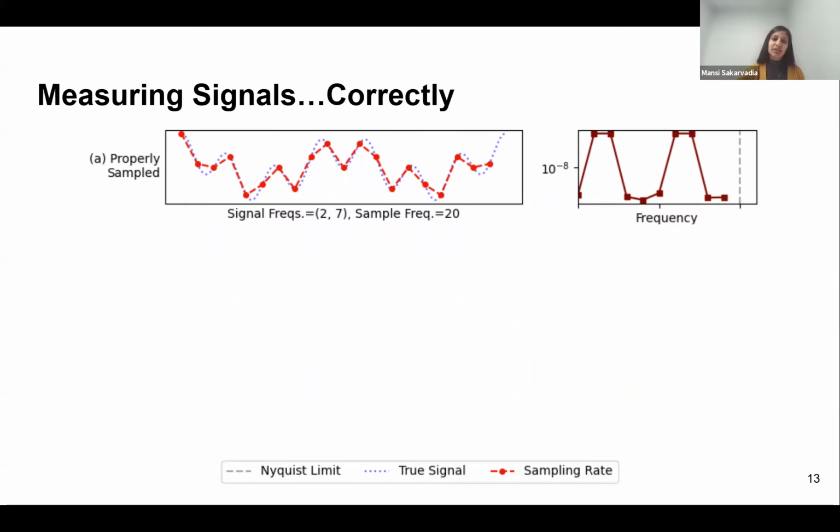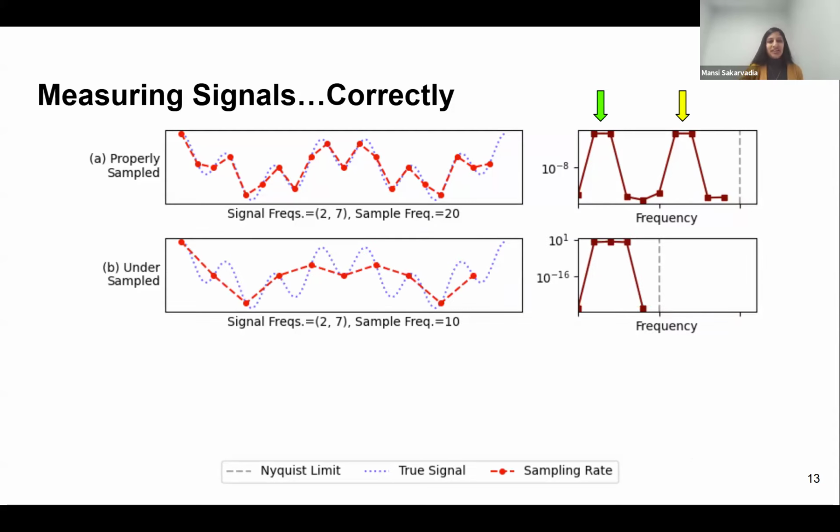I've measured my underlying system sufficiently with a sample frequency of 20. And we're seeing that we're accurately getting a spike in energy at signal frequency 2 and at signal frequency 7. And we know this is accurate. We know that we have the limit to sample both of these because our Nyquist limit in this setting is 10.